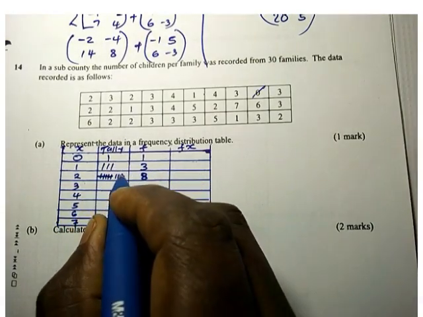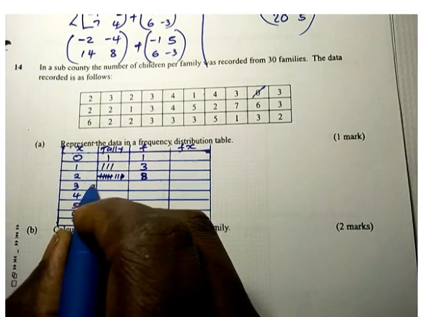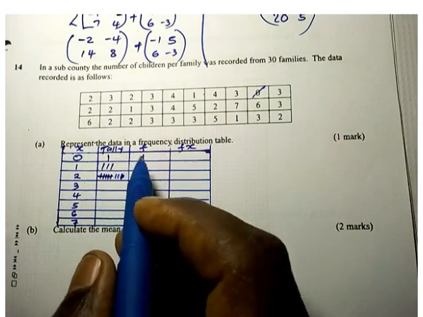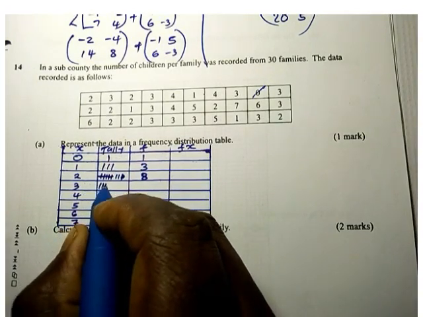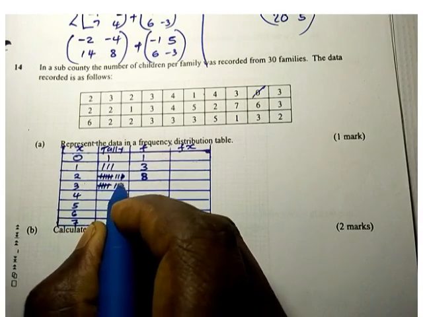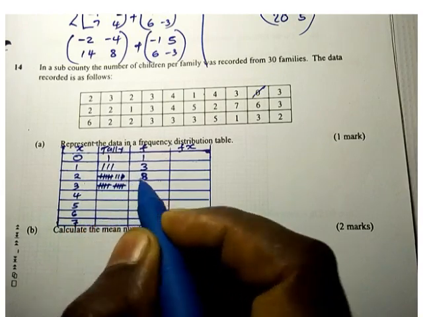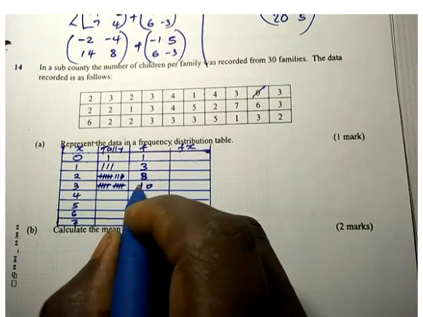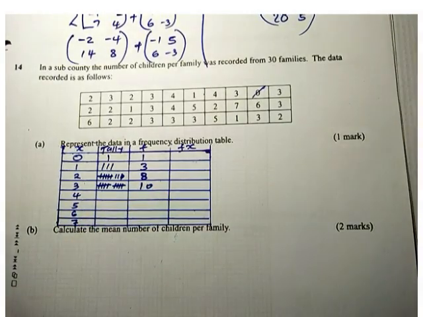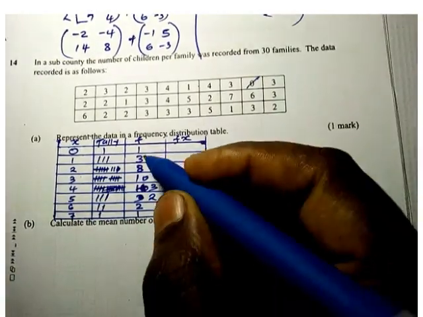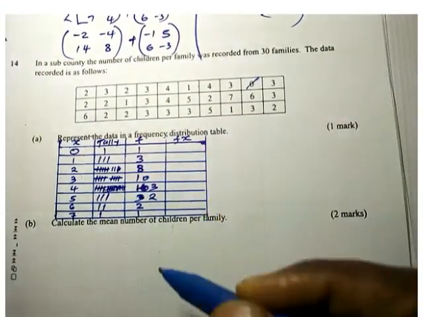You count like that. You delete 1. 3, how many are there? There are 10. So that's 1, 2, 3, 4, 5. 1, 2, 3, 4, 5. So there are 10. So like that. So the frequency is as you can see here.